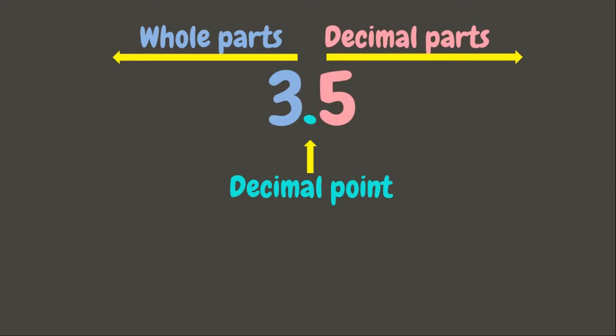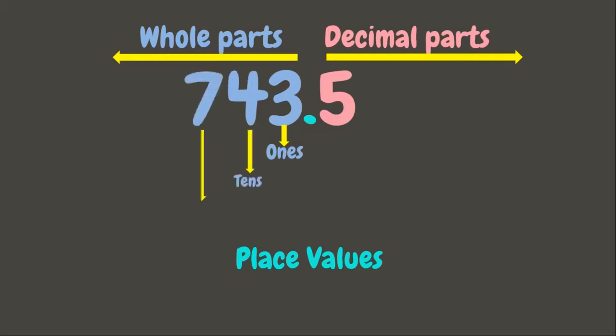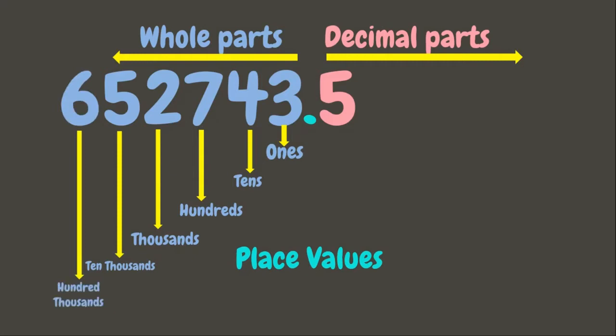Now let's have a review of the place values. As we all know, whole numbers have place values. The place value of 3 is ones. If we add another number, the place value is tens, hundreds, thousands, 10,000s, 100,000s, million, and so on.